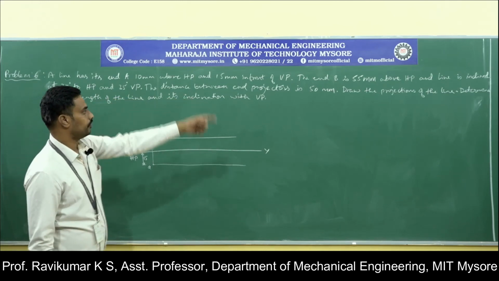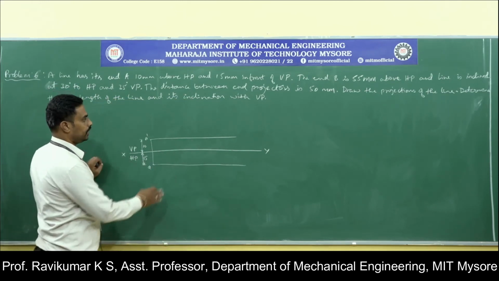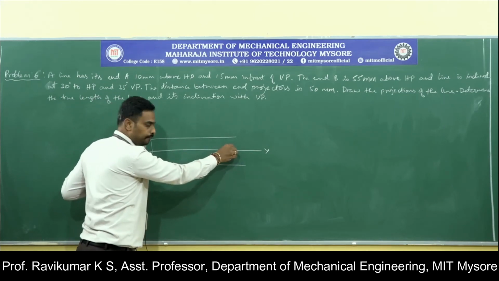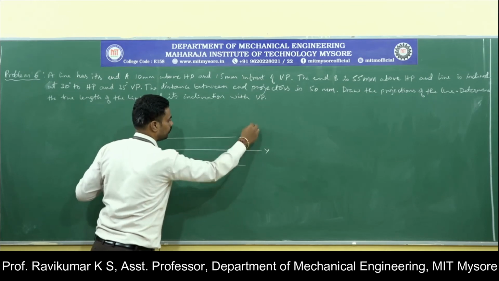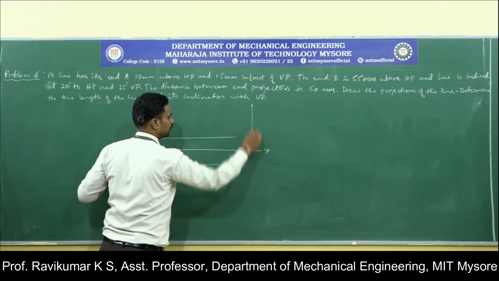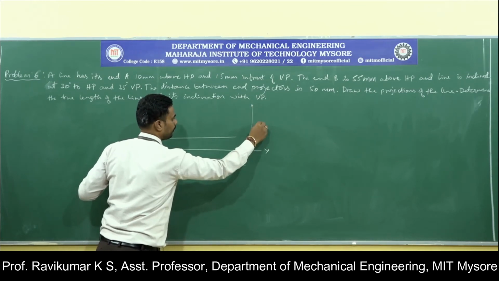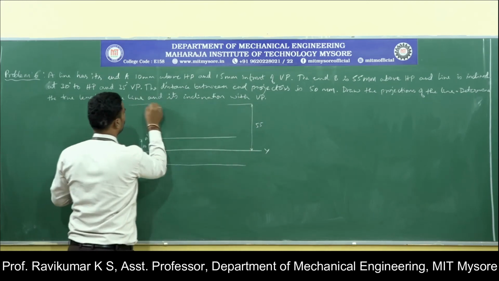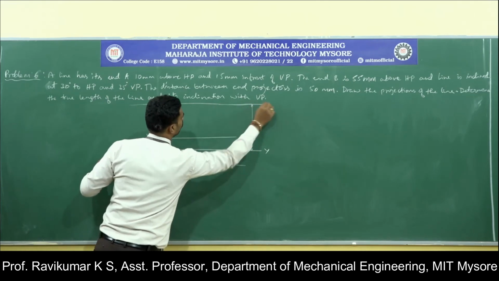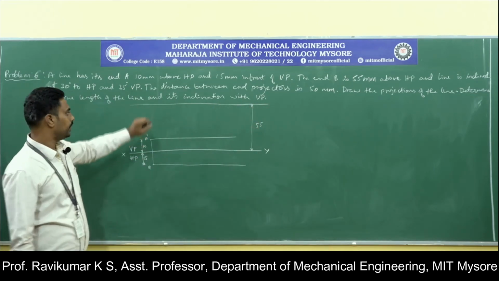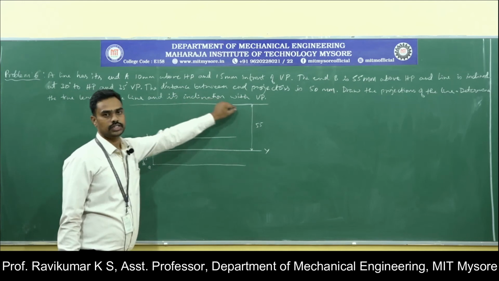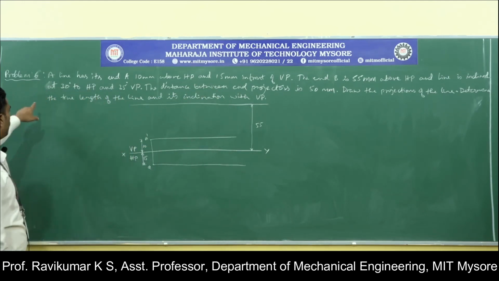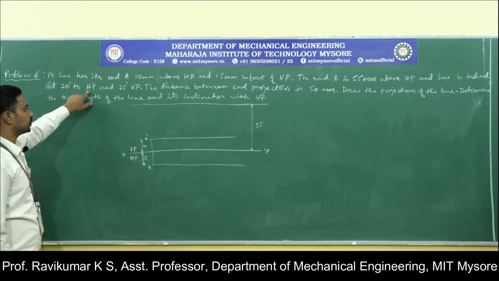The end B is 55 mm above HP. HP means the XY line, so from the XY line it is 55 mm. Measure 55 mm from the XY line and draw a locus for 55 mm. So end B can be located anywhere on this line. That is the locus.